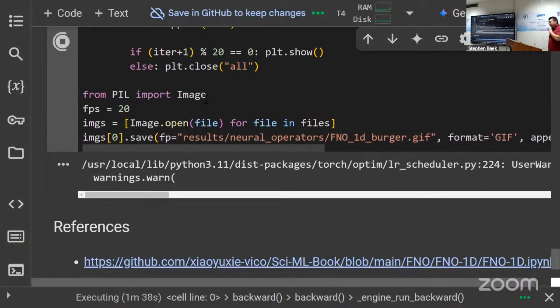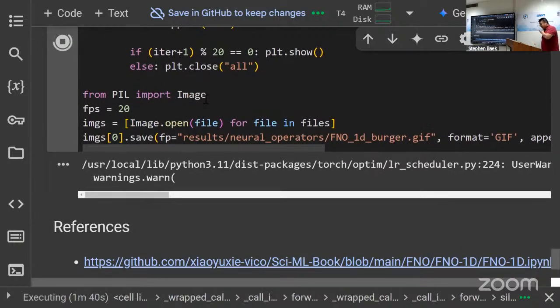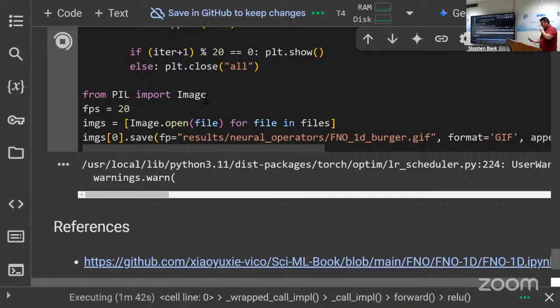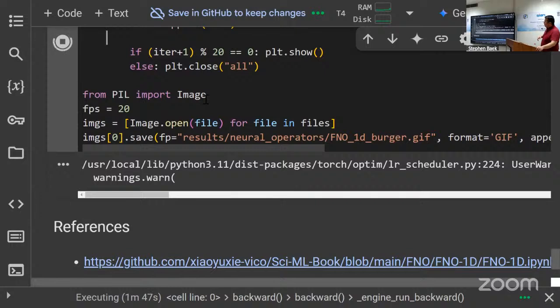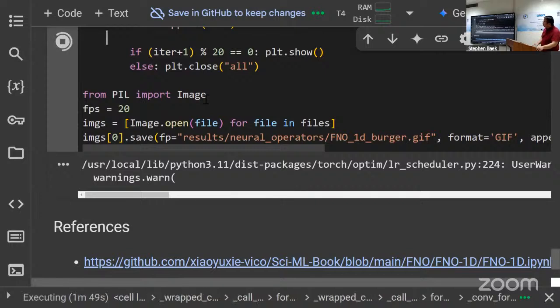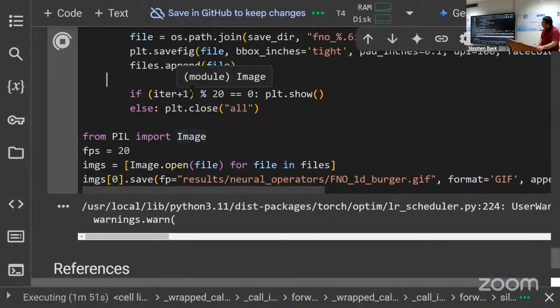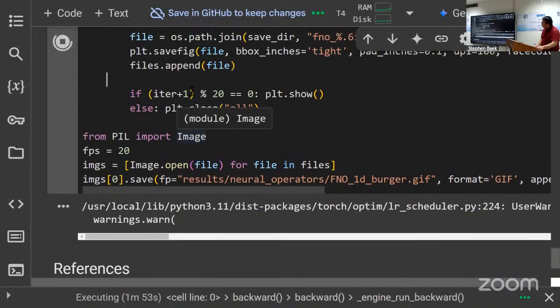So while this is running, what time is it right now? Oh, we're already over time. So I guess we should wrap up. I wish the training... Yeah, never mind. You can run it at home, and you should be able to see the result after the training is done.